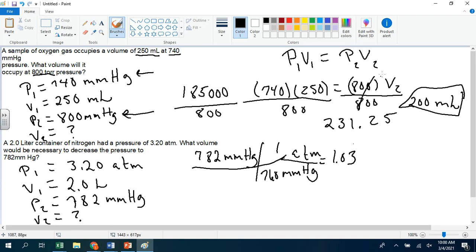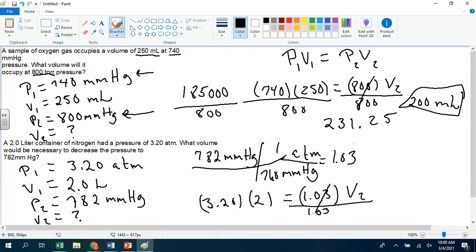Okay. Now I will use this equation. I didn't rewrite it, but you should every time. P1 V1 equals P2 V2. And let me plug these in. So for P1, I've got 3.20 ATM. For V1, I've got 2. Equals P2, which is 1.03. Solving for V2. Basic algebra, divide it over, show me your work. Okay. Show me your work.